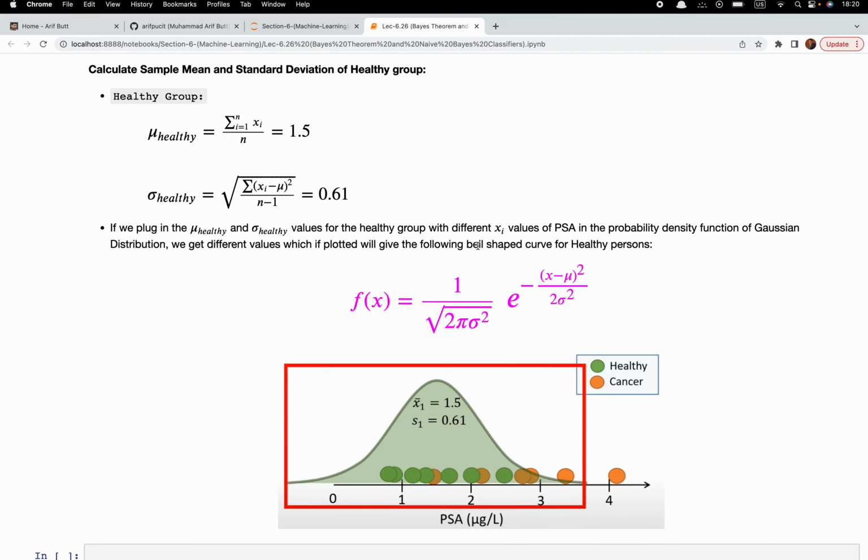So if we compute the mean and standard deviation of the healthy group, it comes out to be 1.5 and 0.61 respectively. Now if we plug in these two values along with different values of x or PSA in this probability density function, we will get this bell-shaped curve, showing the Gaussian or normal distribution of a healthy person, shown in green color over here. I hope this is making sense. You can always do this practically using Python code.